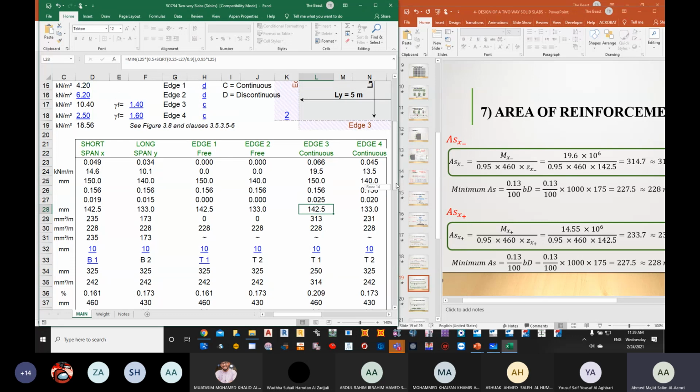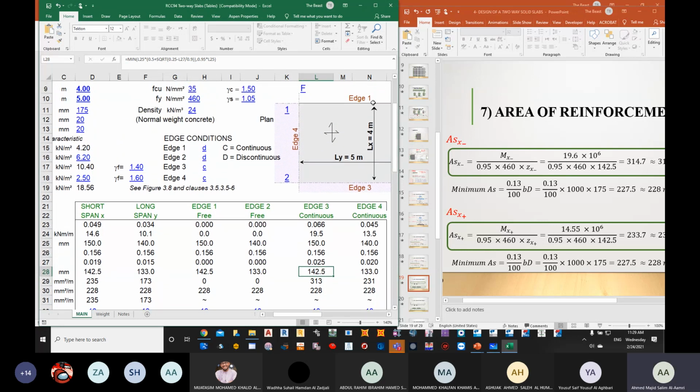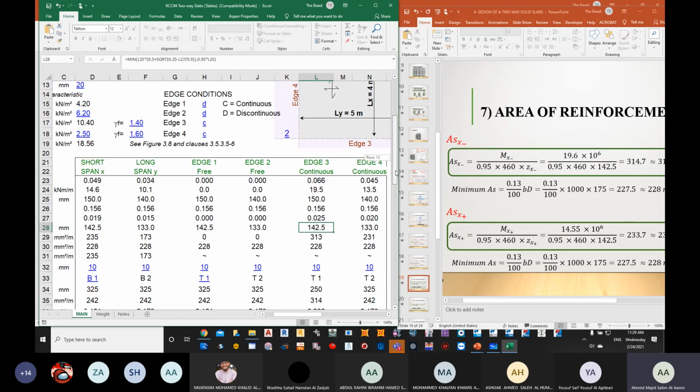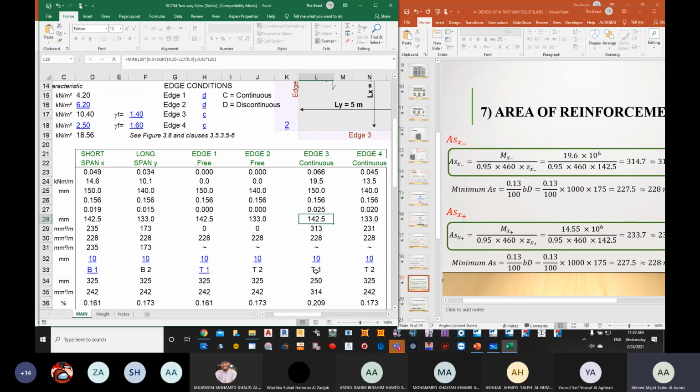You can see now edge number one is touching X and edge number three is touching X. So they should be T1, top one because of the X. Two and four, they are touching Y, so they should be two. So you can see T1 and T1 for edge number one and edge number three, and then T2 and T2 for edge number two and edge number four. Doing that, we have verified our answers with the Excel for the area of reinforcement. Next class, we are going to take shear and deflection. Hopefully, by that, we will be able to finish a full design of a slab.